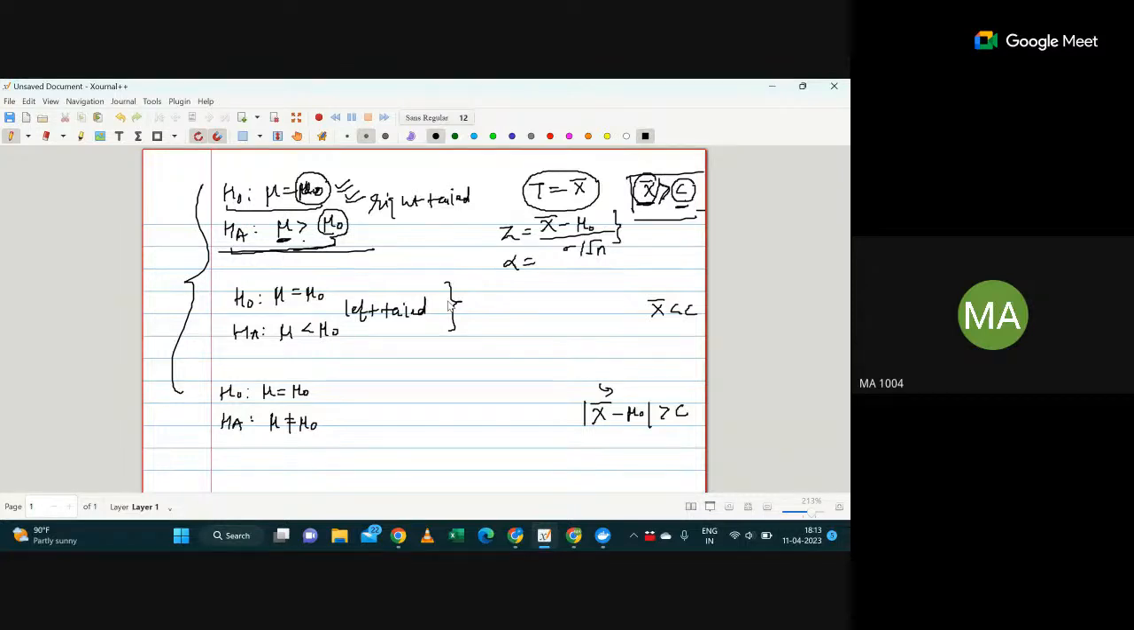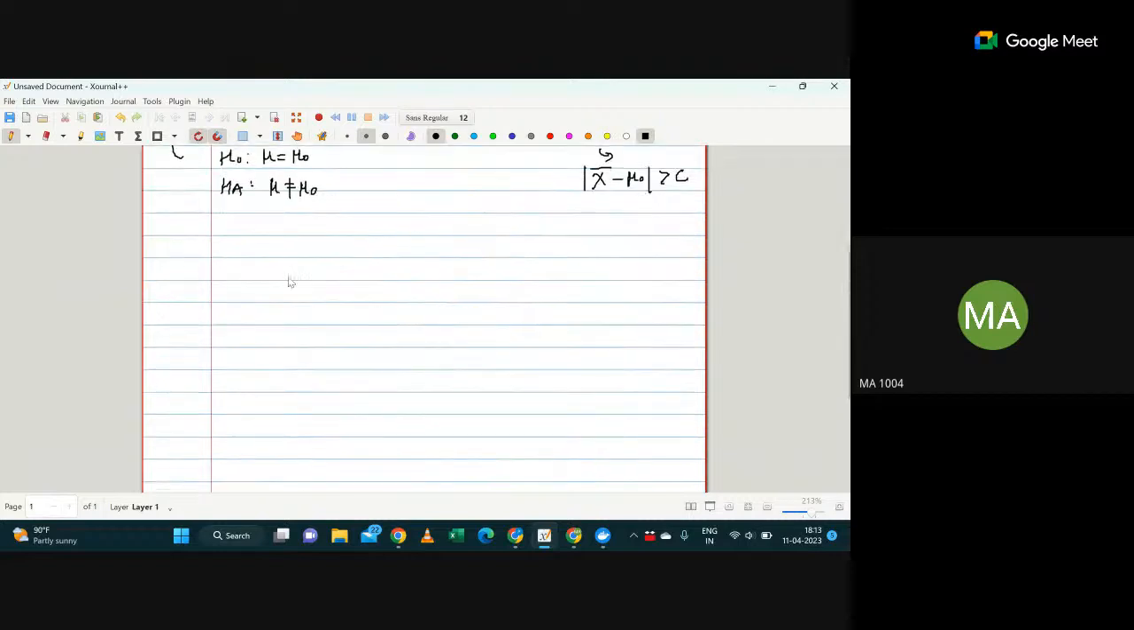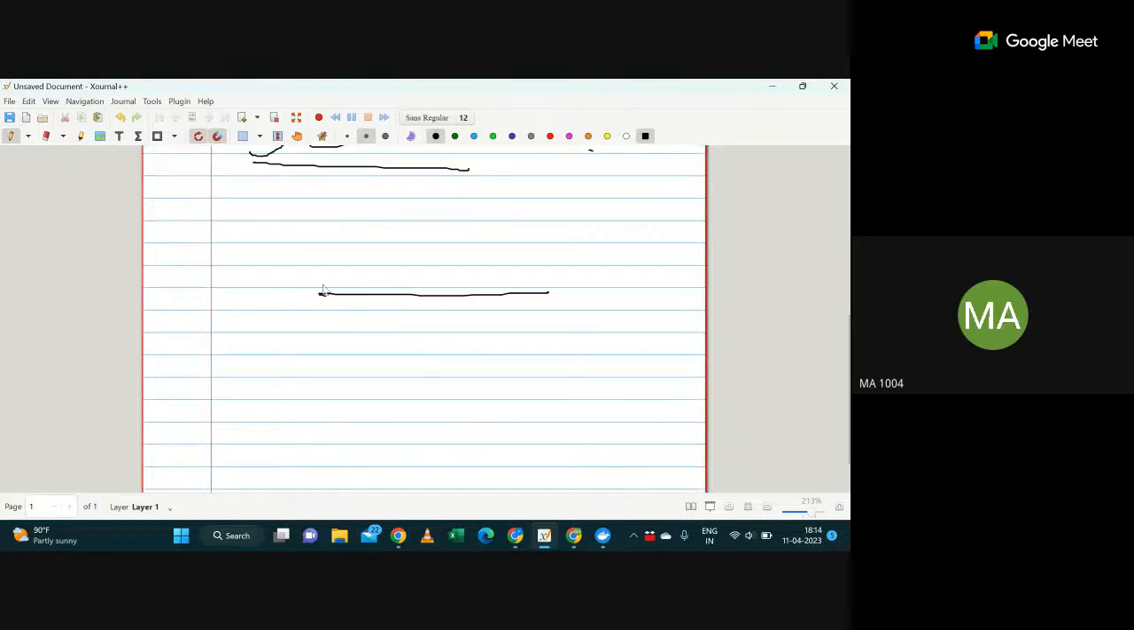Let me draw one thing. What is the meaning of two tail test and z? Suppose I'm taking z as a standard normal. Suppose this is z equal to 0; z is following standard normal 0 comma 1. So what is the rejection region? Suppose this is minus z alpha and this is z alpha. In the two tail test, these are the rejection regions. This part is alpha by 2, this part is alpha by 2.